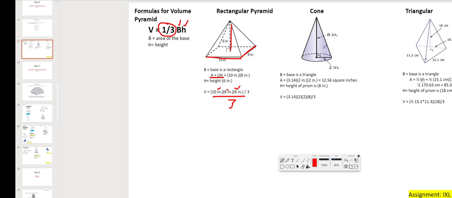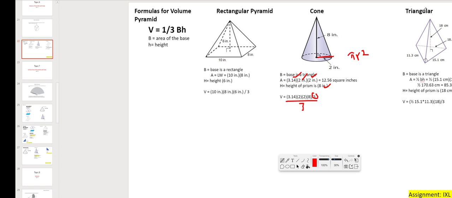Okay, if we do the cone, it's the same thing. Notice the base again is a circle, so I have to use the big B, the area of a circle, which is pi r squared. Notice the radius here is 2, so I have 2 squared. Pi is 3.14. And then I have to multiply by the height, which is 8. And then I have to divide everything by 3. Notice you have the 3 right there. And that's it. That gives you the volume for the cone.